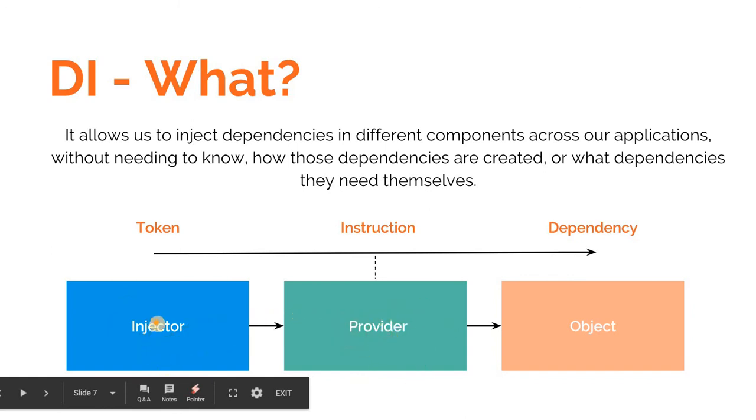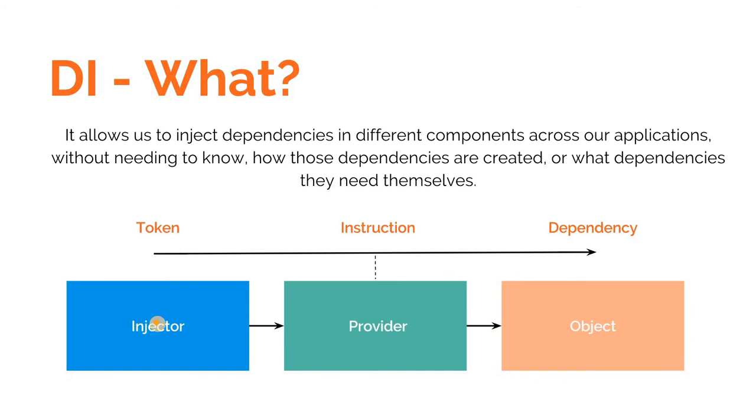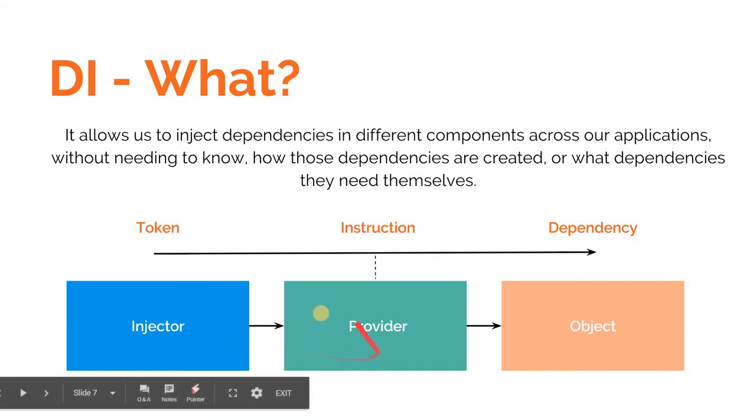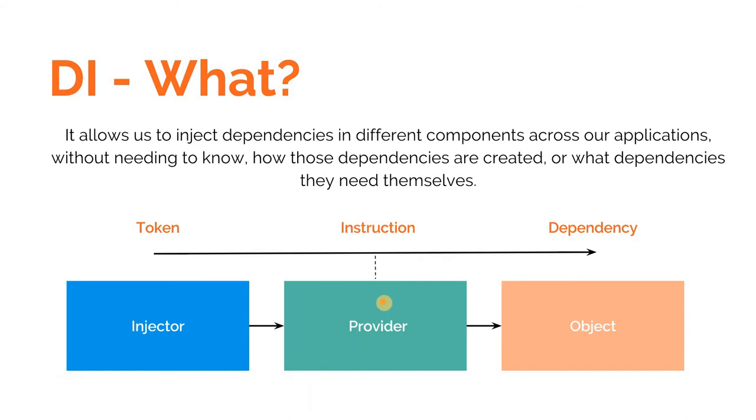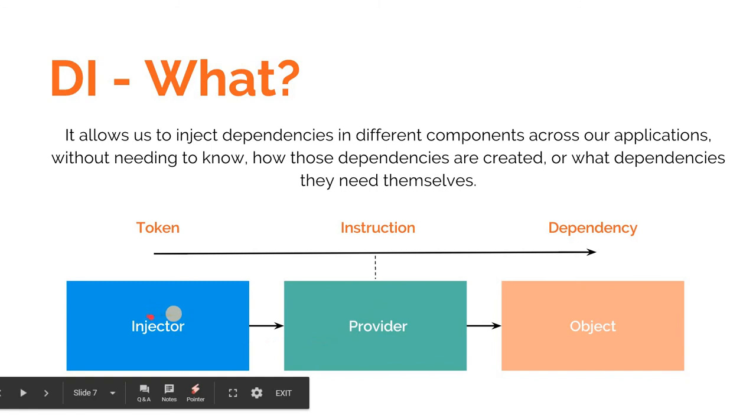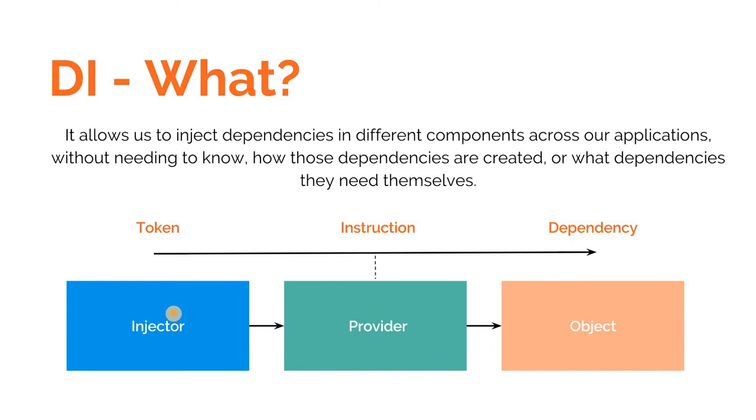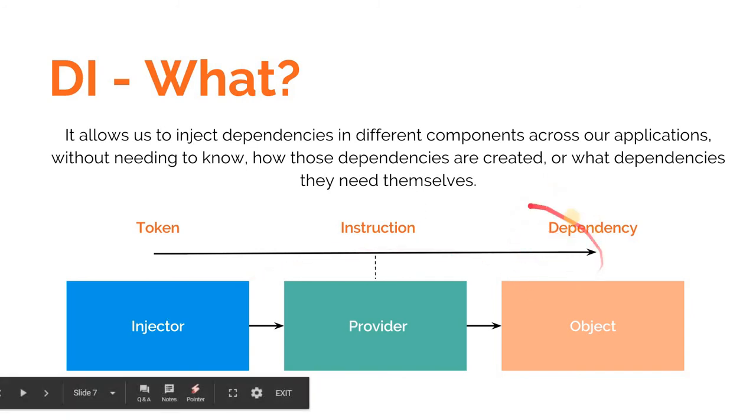Okay, so what exactly is an injector? Well, an injector is essentially an object that provides us with an API to which we can pass some tokens. Okay, and we can also pass it some instructions as to what particular dependency we want and what all things that particular dependency is dependent on. Okay, and then eventually this injector provides us with an instance of the dependency that we want, and that dependency that we get is basically an object.